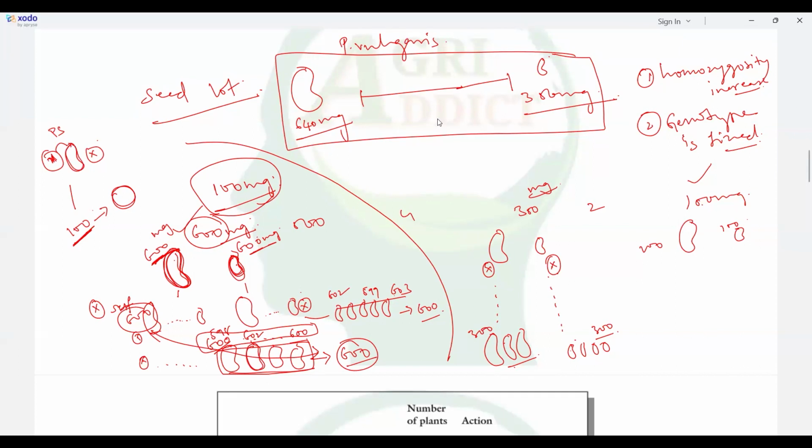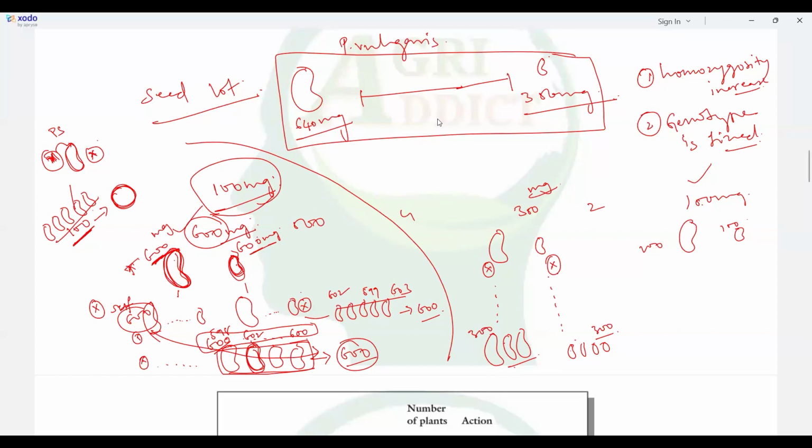This is the large seeded Rajma where I took from it here. And then the weight is X. And then I have grown this plant and made it self-pollinate. And then I have obtained 100 seeds of the Rajma. And then what I have calculated is the mean weight. Okay. Then what will be the mean weight of all these 100 seeds? Did you understand this experiment first?